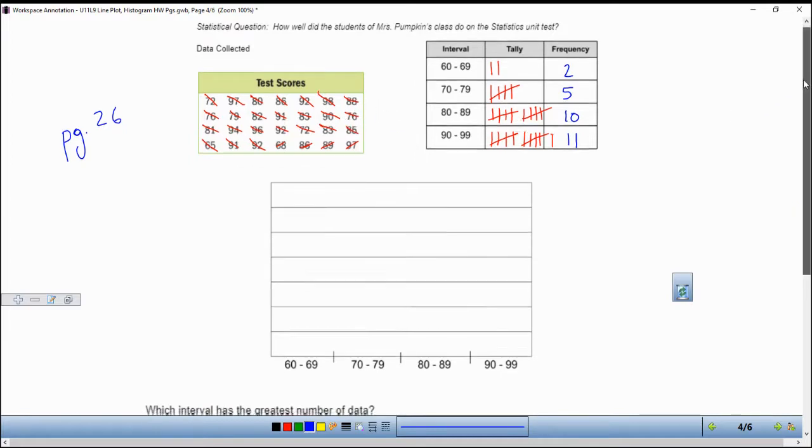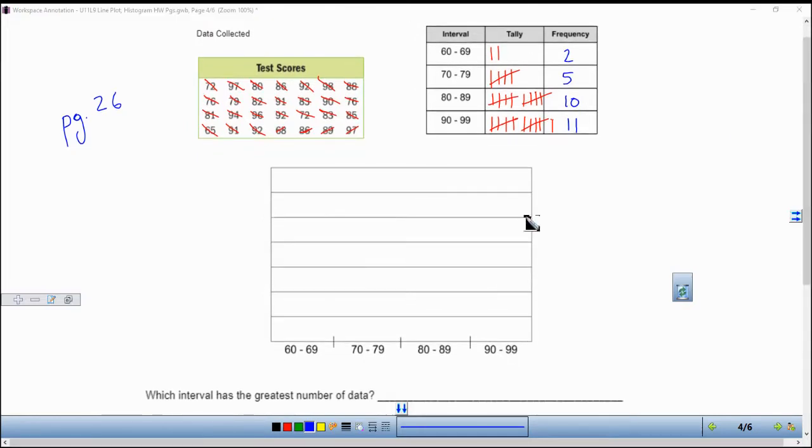All right, let's make the histogram. So what's nice is we already have the intervals written out. We already have the little lines here, okay? And make sure you have a ruler or a straight edge. It doesn't have to be a ruler, it just has to be a straight edge you can use to draw a straight line. We're going to use that straight edge to make the histogram.